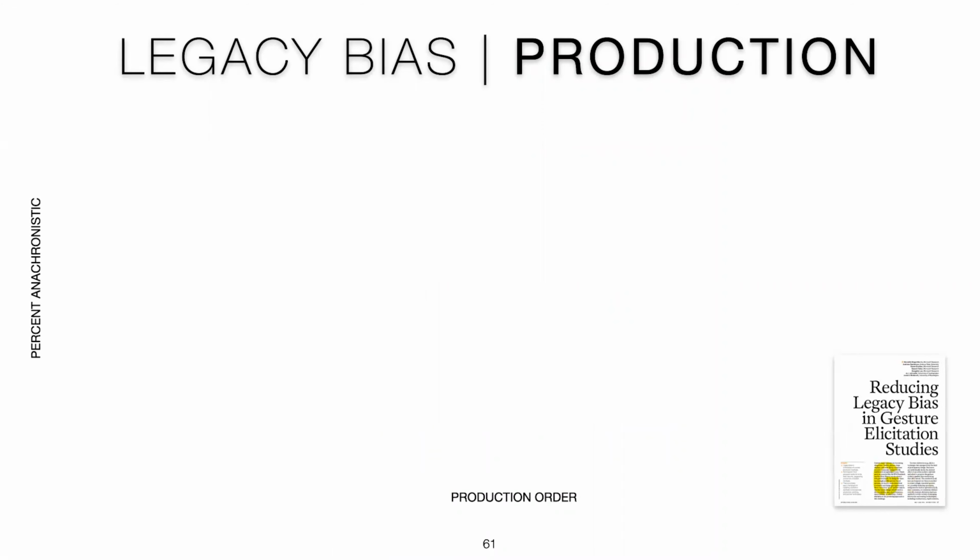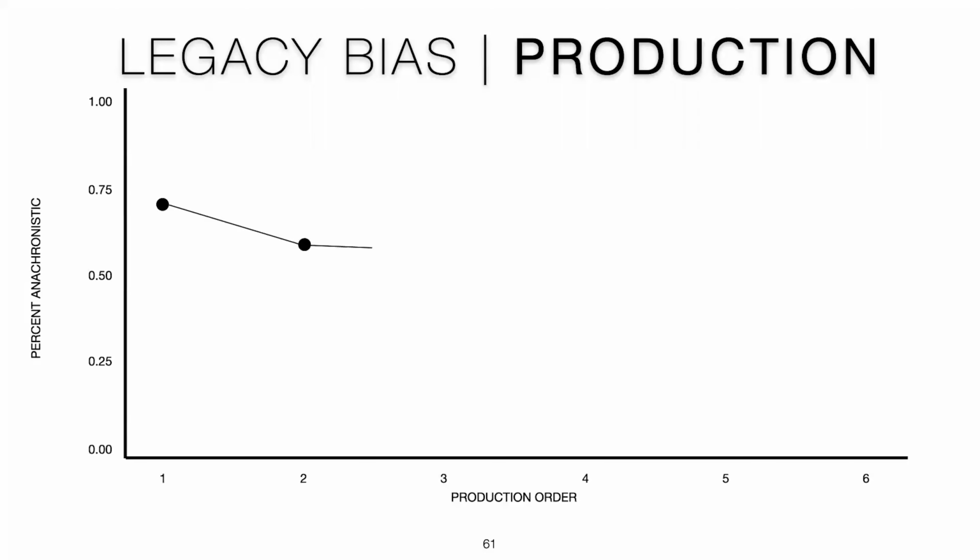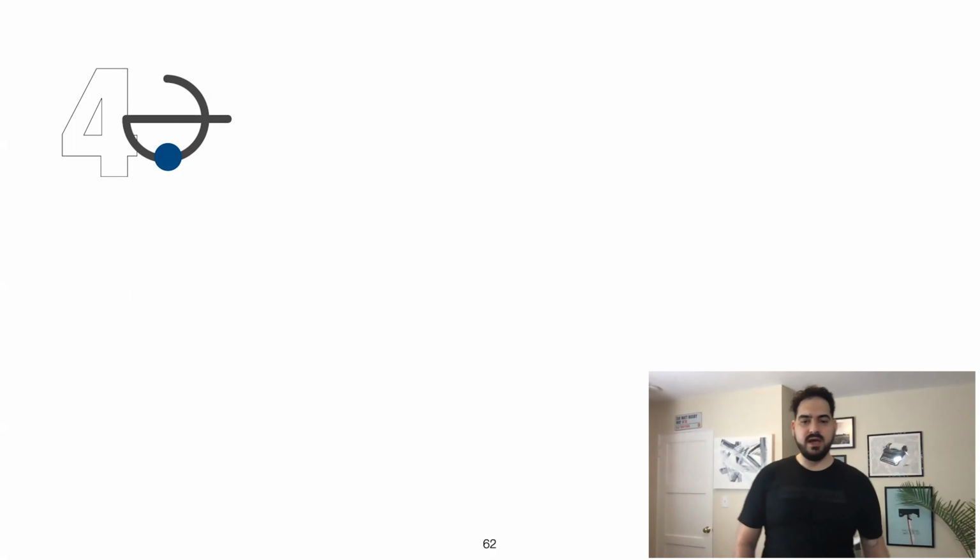Looking over the results, as far as the legacy bias reduction technique of production, if we ask participants in an elicitation study to propose more than one interaction design, does that have an effect on the results of the elicitation study? Turns out yes. By looking at the percentages of anachronistic icon proposals and their production order, and using a mixed logistic regression model, turns out there is a statistically significant effect on the decrease of anachronistic percentages as the production order increases. So with more proposals, you get less anachronistic or less legacy bias proposals from your participants.